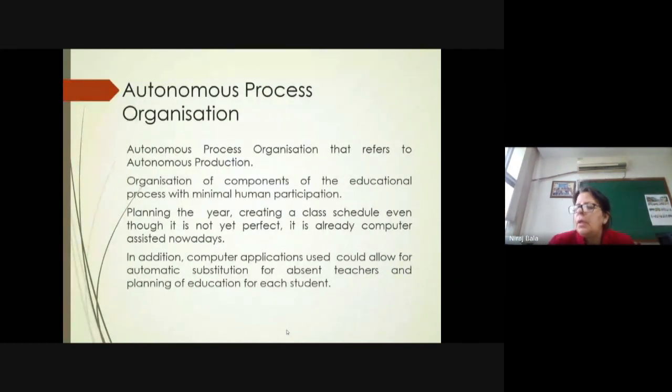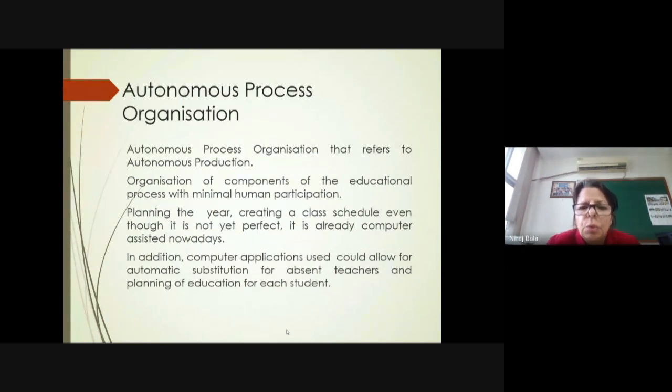So another technology we can use is autonomous process organization. That refers to autonomous production, organization of components of the educational process with minimum human participation. For example, the planning of the year, the timetables, the schedule, the academic plans which you make every year. There also you can use computer-assisted technologies for doing all this programming.